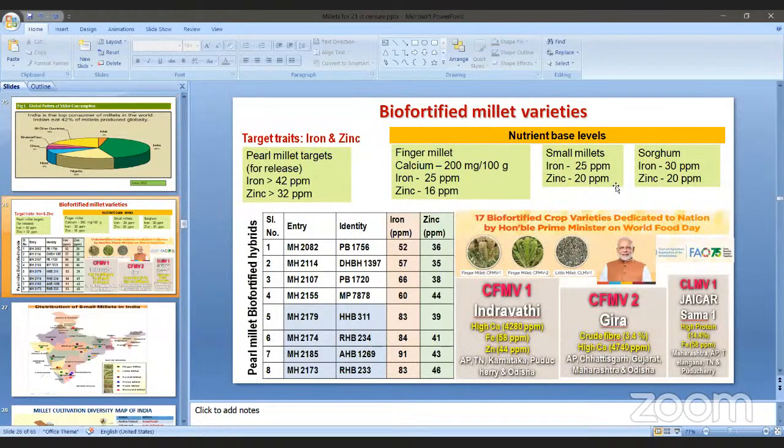Biofortified millet varieties have now been introduced, based on zinc and iron content. Our Prime Minister has put the main focus on nutrients, wherever there is an imbalance of nutrients. There is also a lot of research on this, and major millets are also used as biofortified millet varieties.